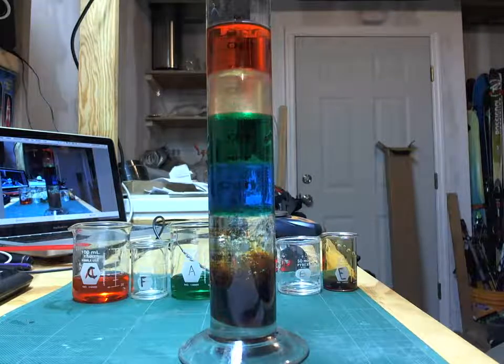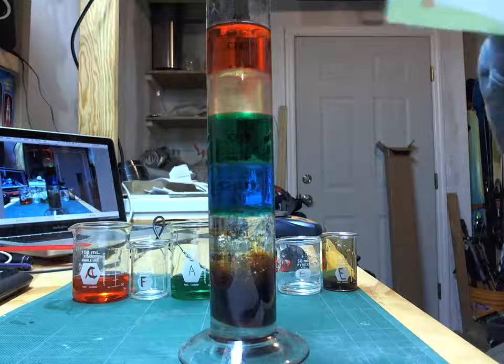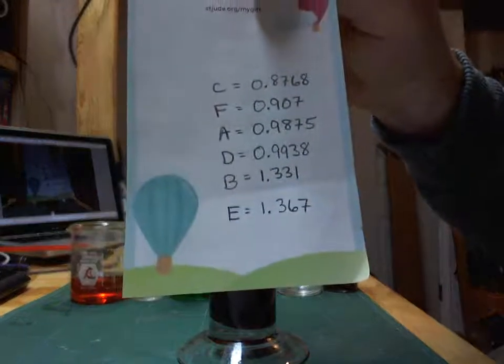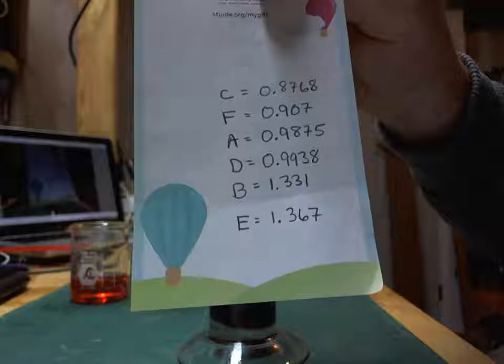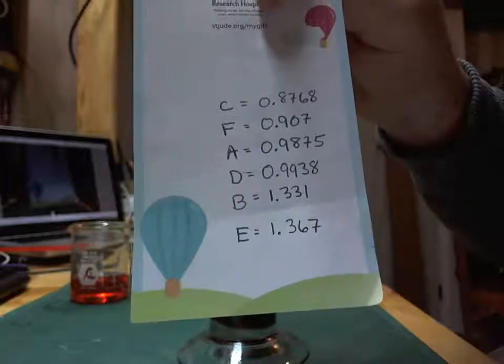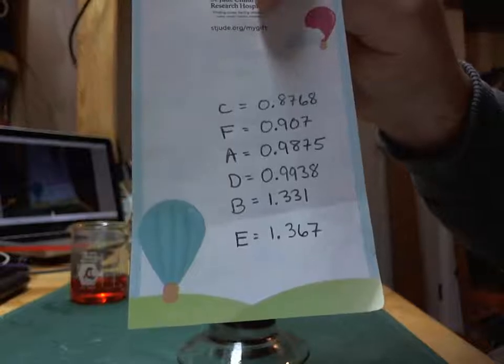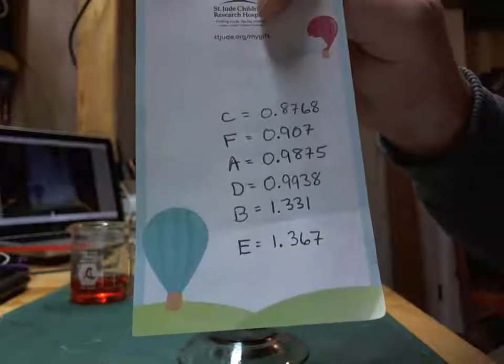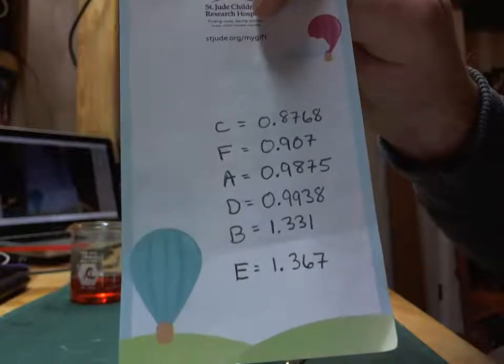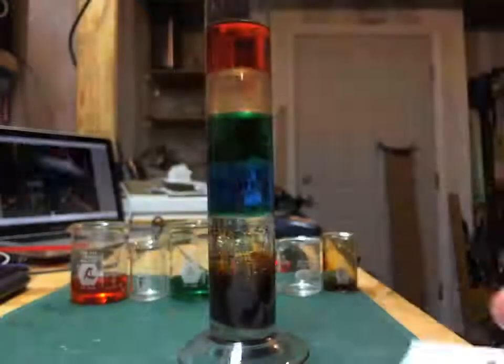And because I know a few of you were curious about the actual densities and the numbers, here they are by liquid. E 1.367, B 1.331, D 0.9938, A 0.9875, F 0.907, and C 0.8768, and all that calculated from our measurements today.